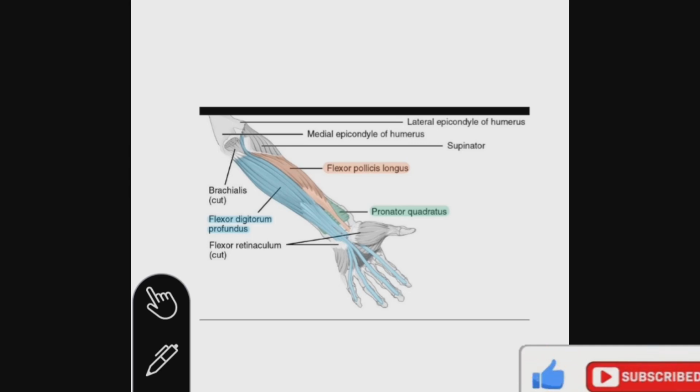Flexor carpi radialis flexes the wrist, carpi. Palmaris longus is a flexor. Flexor carpi ulnaris flexes the carpals. That's the wrist again. Then the intermediate one, which is flexor digitorum superficialis, is found superficial, is still a flexor. Flexor digitorum profundus is found deep, profundus. It flexes the digits, the second to fifth digit. Remember, the first one, which is the thumb, you will say pollicis. That's the function of the flexor pollicis longus. And then pronator, obviously, is going to pronate.